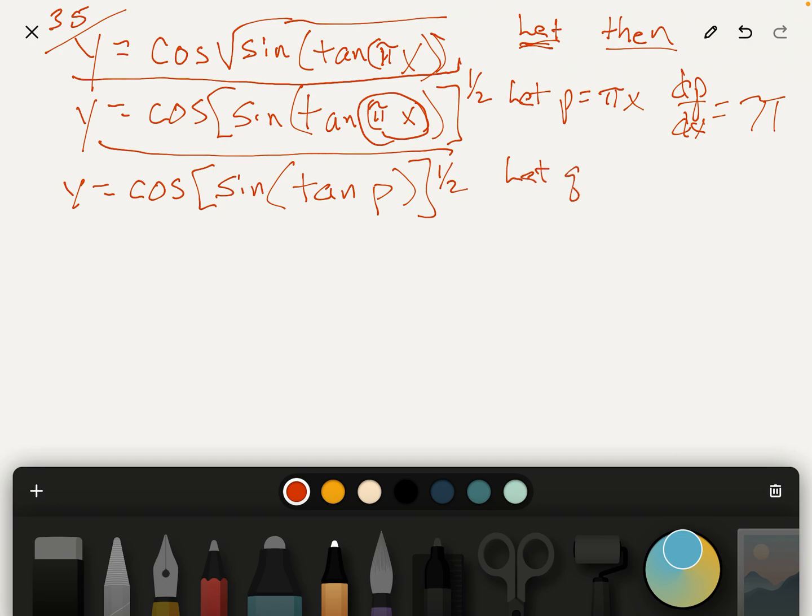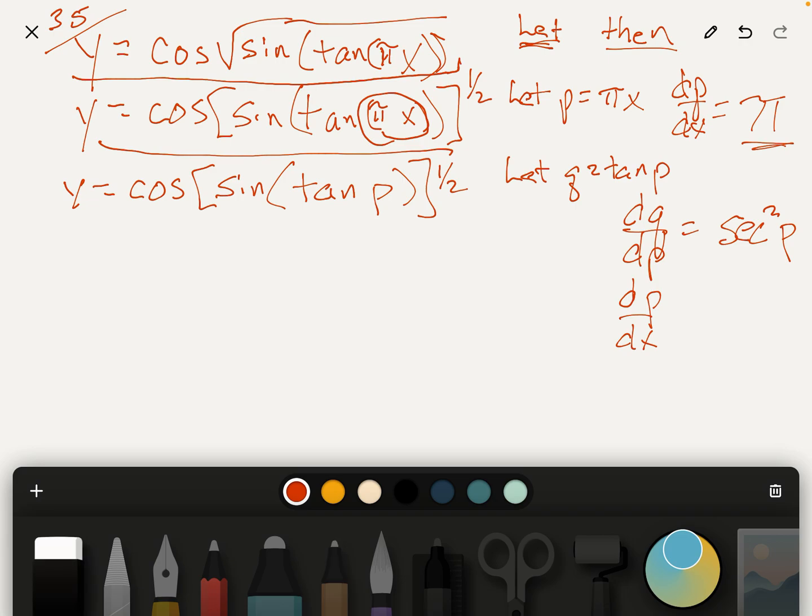And so now we're going to let q equal tangent of p. And so, let's see, dq dp is secant squared p, and dp dx, we said earlier, was just pi. So, whoops, I don't need to write this again. Okay, so dq dp is secant squared p, and dp dx is just pi.